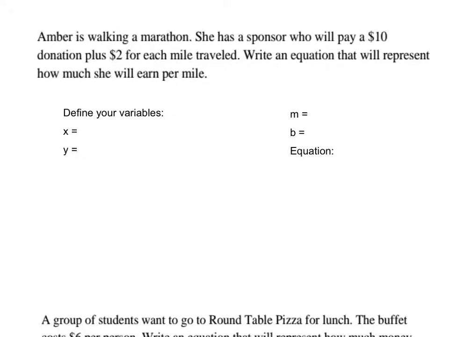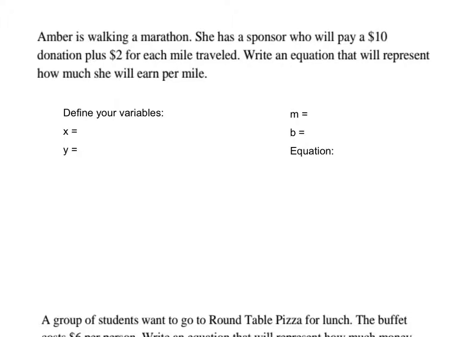Okay, so we are still writing linear equations, and we're actually going to be looking at situations that we've looked at before, where we've identified the slope, we've identified the y-intercept. Now we're going to take that next step. We're going to write that equation in slope-intercept form. So here we've got Amber. Amber's walking a marathon. She has a sponsor who will pay $10 donation plus $2 for each mile traveled.